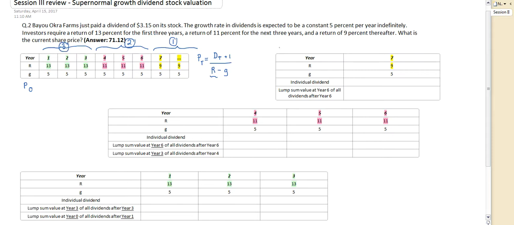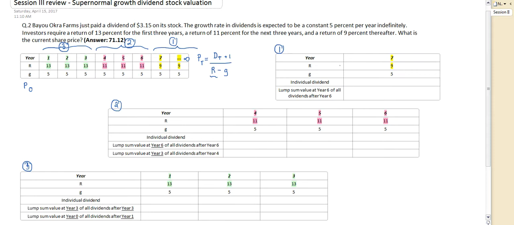Okay, so in step 1, we're going to work with all the cash flow or dividends that happen after year 6, or basically year 7 until forever. Then in step 2, we're going to work with the cash flow and dividends that happen between years 4, 5, 6. And the last step, we're going to work with the cash flow that happens between years 1, 2, and 3. Okay, so let's work with step 1.